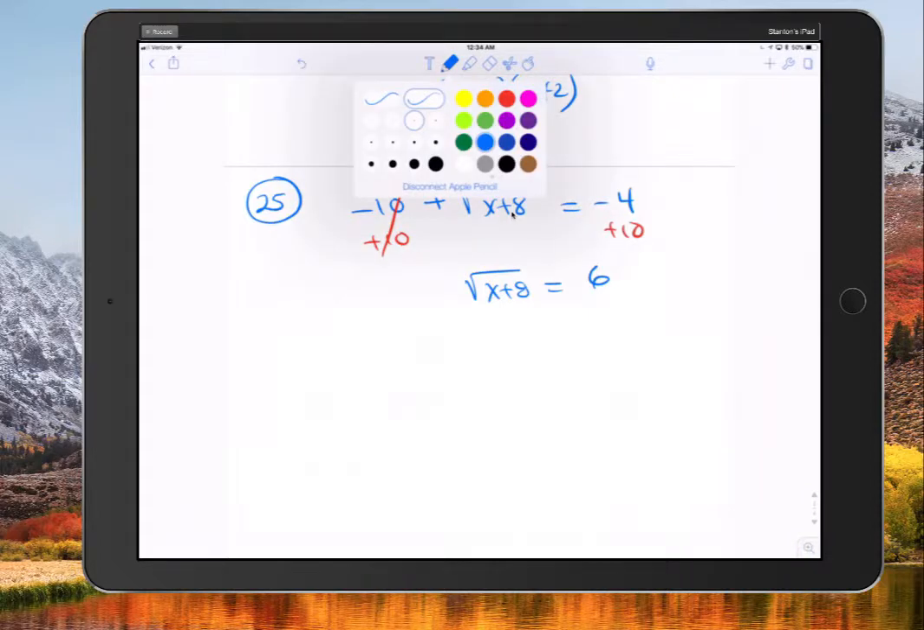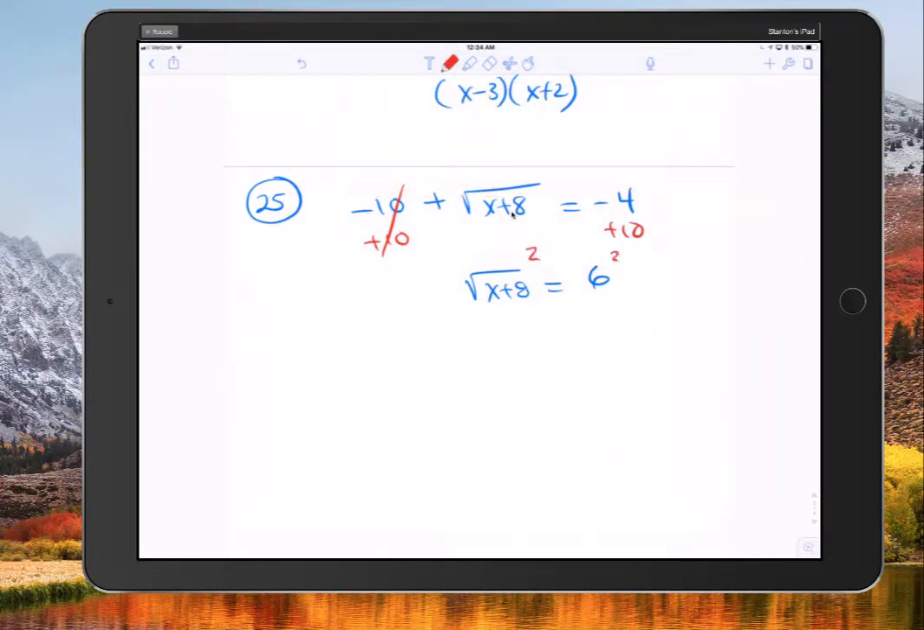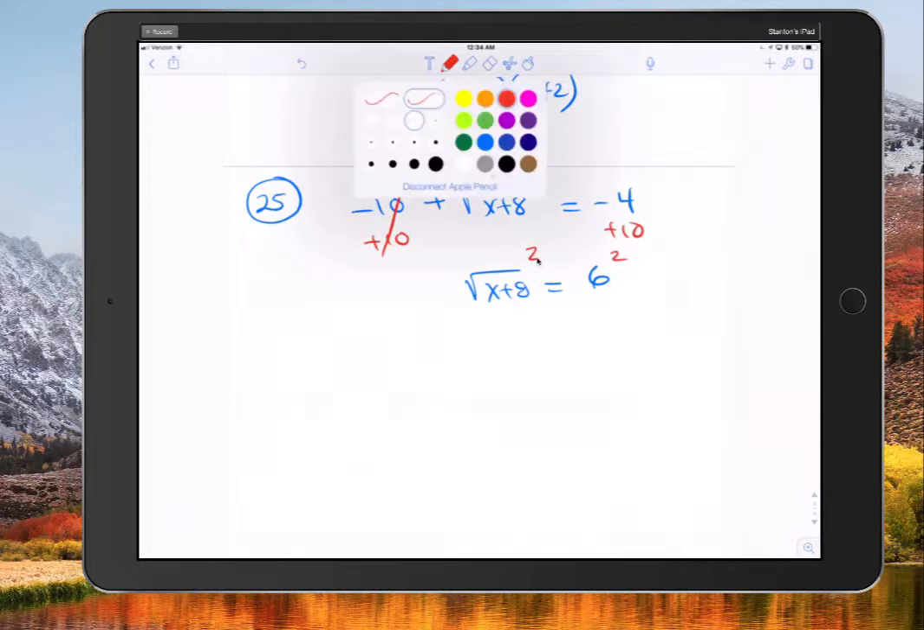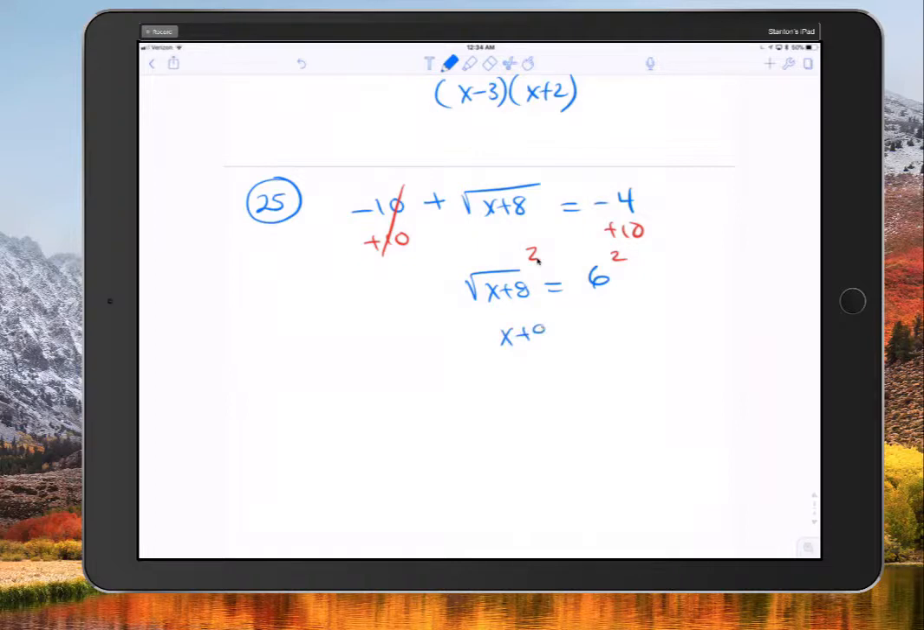And now we have to raise both sides to the second power to get rid of the radical here, the square root. So the radical of x plus 8 squared is just x plus 8. The radical goes away. And then on the right side you have 6 squared, and that's 36. Now we can subtract 8 from both sides. 36 minus 8 is 28. And that's x, so x is equal to 28.